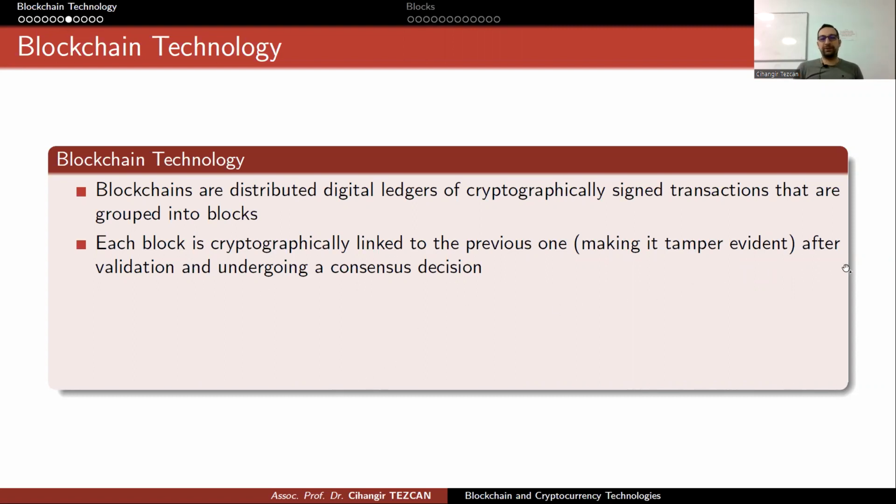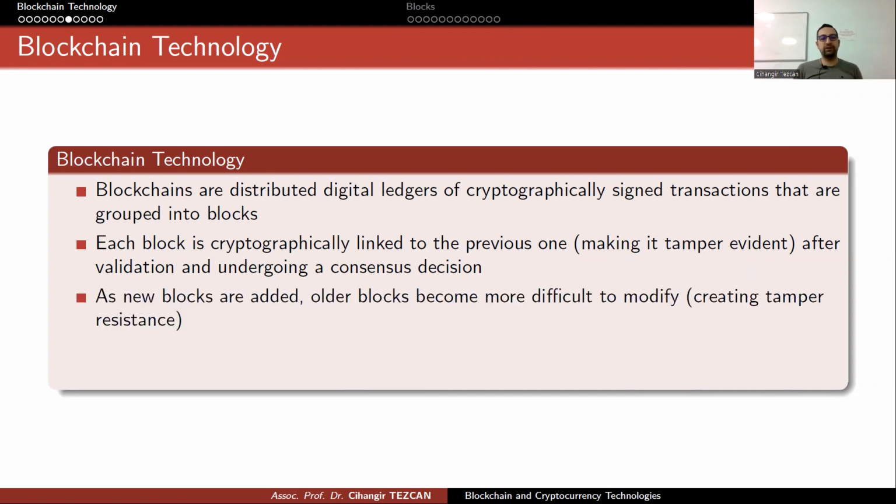Each block is cryptographically linked to the previous one after validation and undergoing a consensus decision. As new blocks are added, older blocks become more difficult to modify, creating tamper resistance. Because in Bitcoin, if you want to modify a block that is 1,000 blocks before the current block, then you have to create the following 1,000 blocks, which will take a lot more time to reach the current part. We will really talk about this when we talk about Bitcoin. But older blocks become more secure in this way.